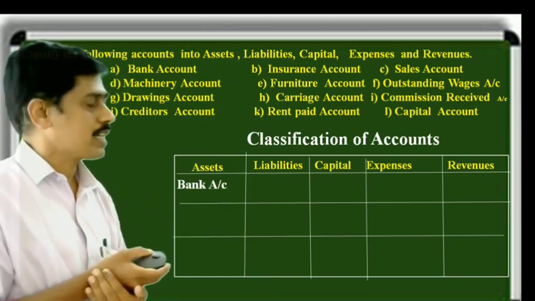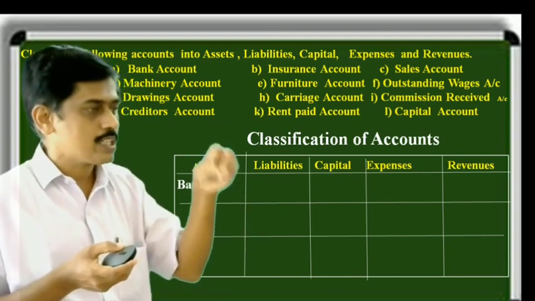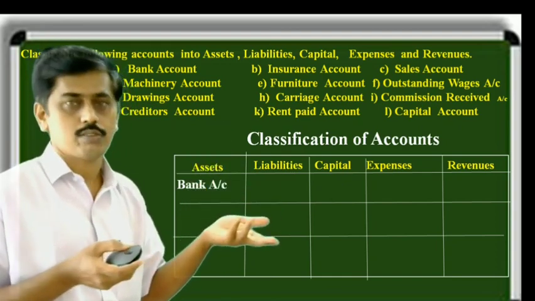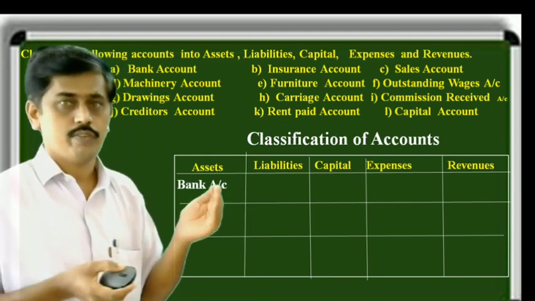What type of account? Bank account. Cash deposited into bank. Cash is there in the bank, so bank account is an asset account. Bank account, cash at bank is an asset. So bank account, asset account.